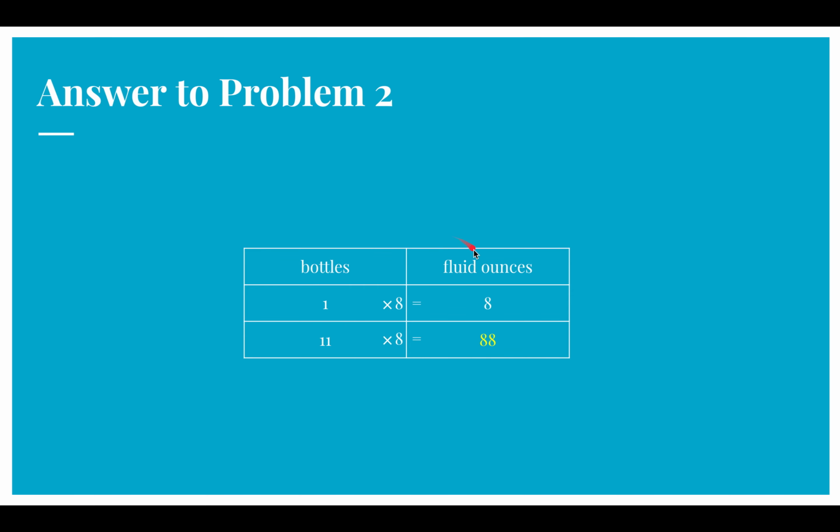So we use the same strategy. We have bottles on the left side and fluid ounces on the other side. We have one bottle is 8 fluid ounces, so we divide 8 by 1, and we get 8. So all we have to do is multiply this 11 by 8 because we have 11 bottles and we're asked to find our fluid ounces in 11 bottles. 11 times 8, and then we have 88 fluid ounces in 11 bottles.